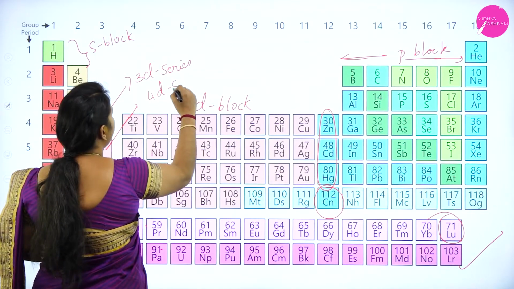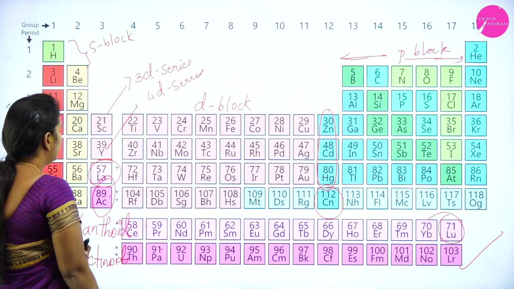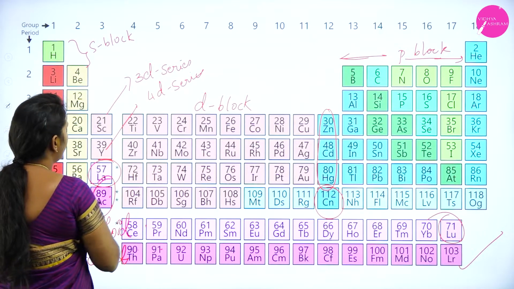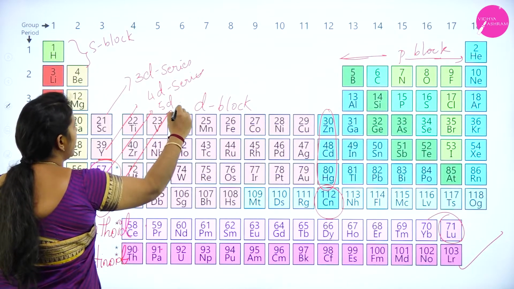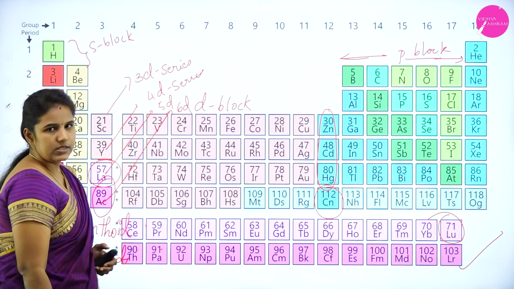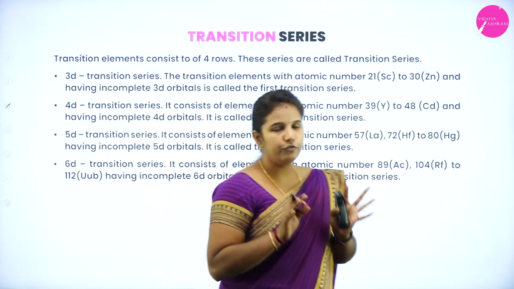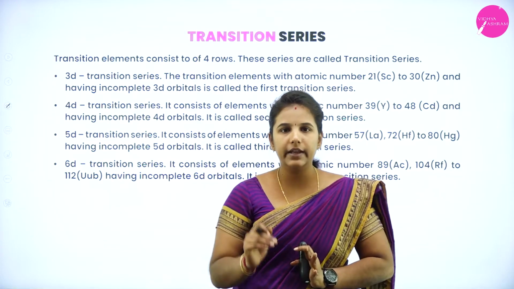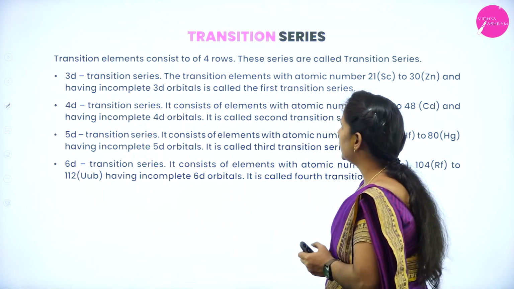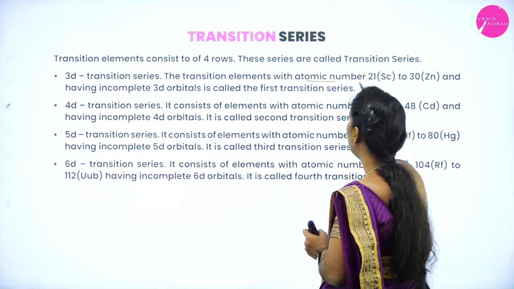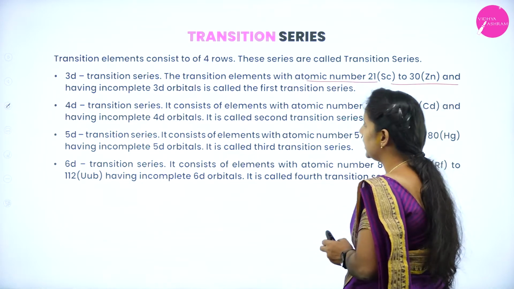4D series. Similarly, the lanthanum, which has atomic number 57, starts the 5D series. Similarly, the actinium is known as what? 6D series. Like this, the transition series is divided into 4 types. They are 3D, 4D, 5D and 6D. The 3D transition series consists of the elements with atomic number 21, that is scandium, to zinc.